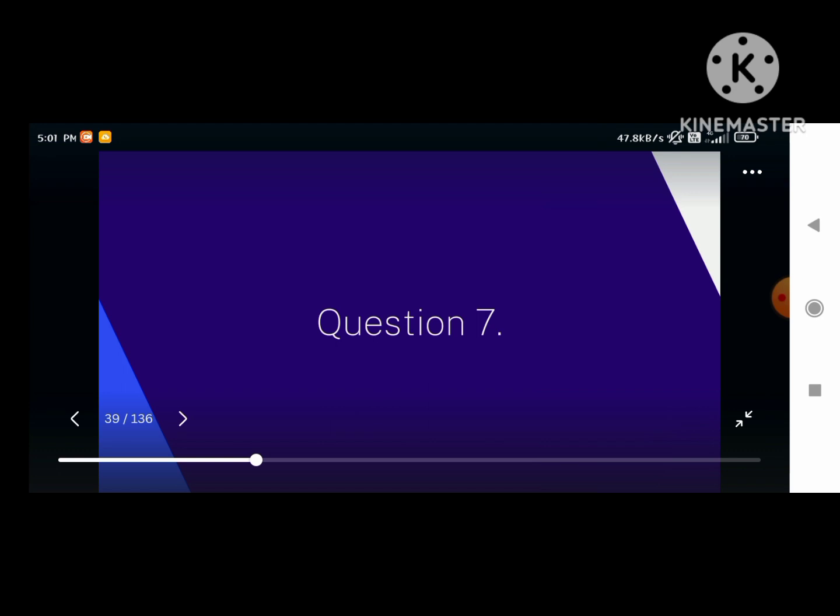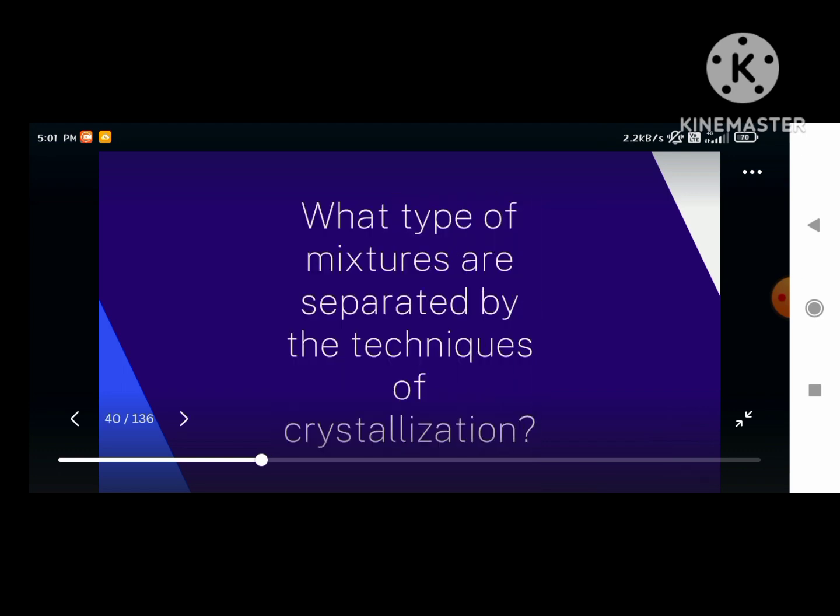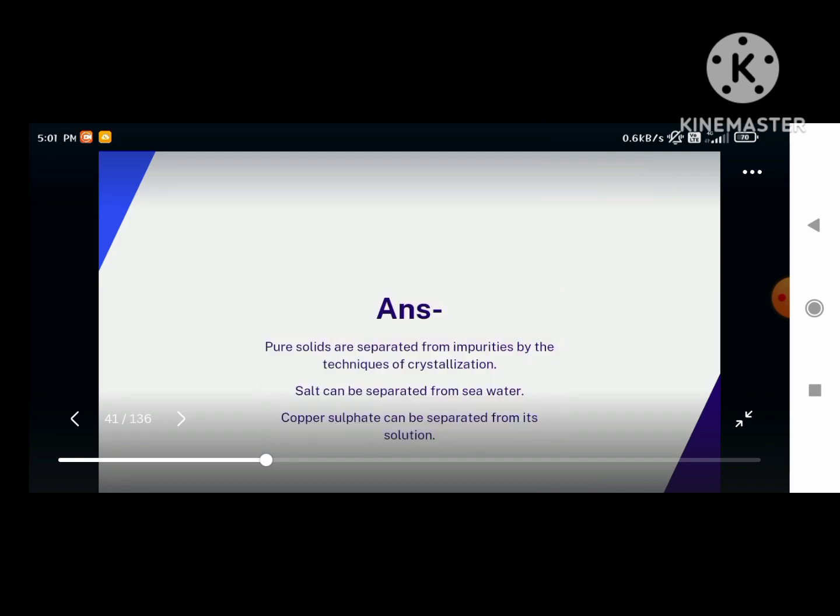Question number 7. What type of mixtures are separated by the technique of crystallization? Answer. Pure solids are separated from impurities by the technique of crystallization. Salt can be separated from seawater as well as copper sulfate can be separated from its solution.